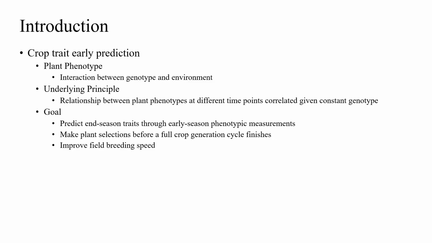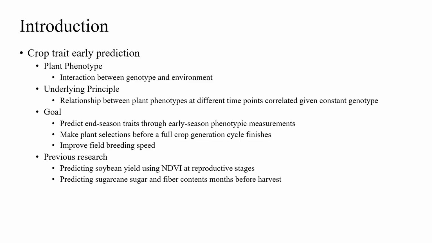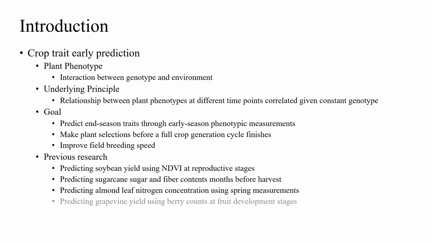In existing literature, early prediction of plant traits has already been investigated. For example, predicting soybean yield using normalized difference vegetation index measured at reproductive stages. Predicting sugar and fiber contents of sugarcane at maturity using the corresponding values measured months before harvest. Predicting leaf nitrogen concentration of almond in summer using leaf nitrogen and boron concentrations in spring. Predicting grapevine yield using the number of berries detected at fruit development stages.